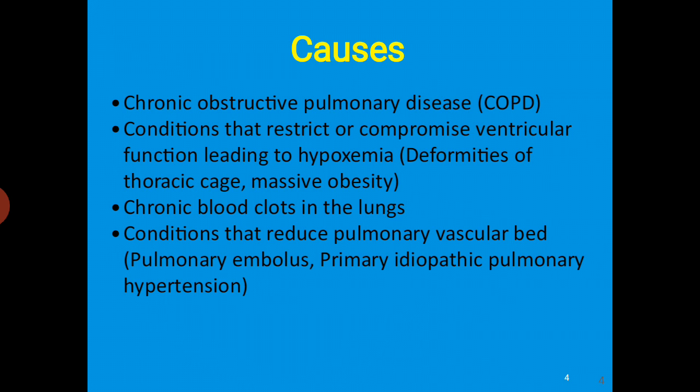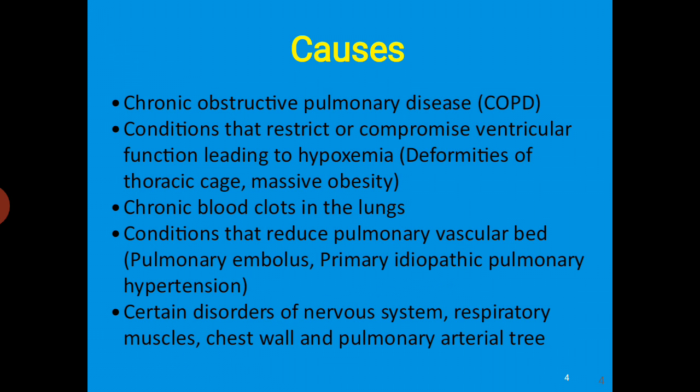ठीक है. Then chronic blood clots in the lungs, ठीक है, thrombus हैं तो उसकी वजह से भी circulation obstruct होती है और oxygenation obstruct होएगी. Then conditions that reduce the pulmonary vascular bed, that is pulmonary embolism, pulmonary emboli है या फिर कोई और reason है जिसकी वजह से pulmonary hypertension हो रहे हैं. Because of all this the pulmonary vascular bed will be reduced and this will lead to cor pulmonale. Then certain disorders of the nervous system that are affecting the respiratory muscles and chest walls as well as the pulmonary artery.